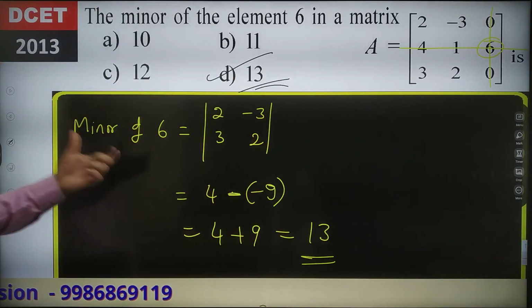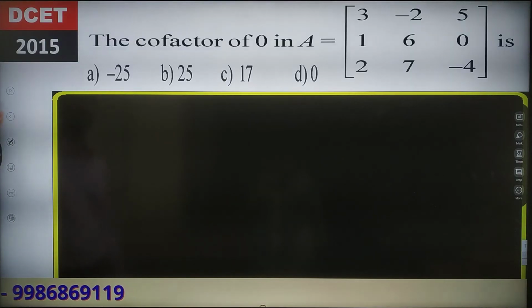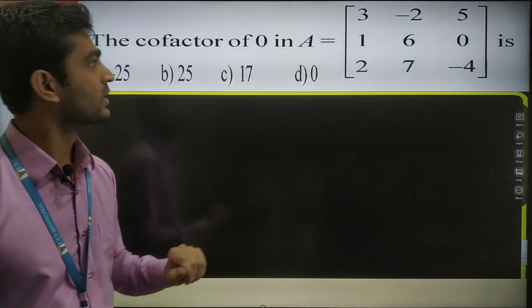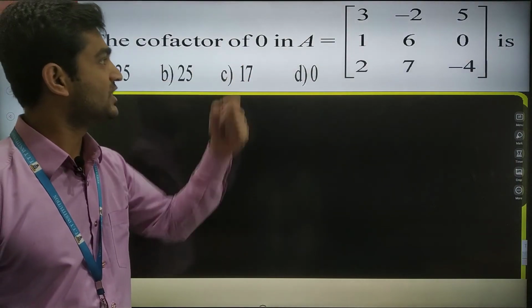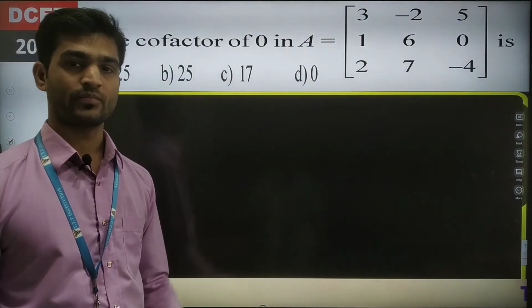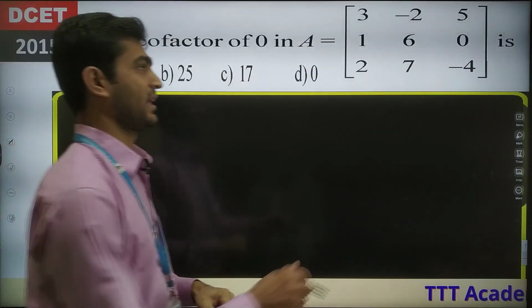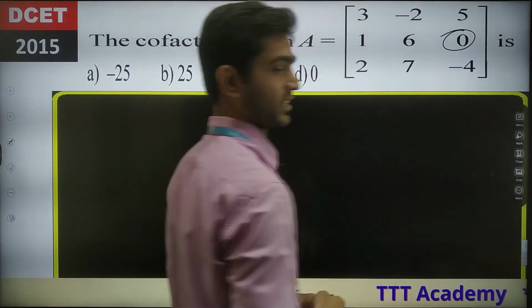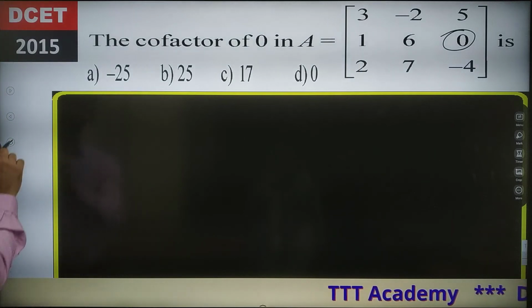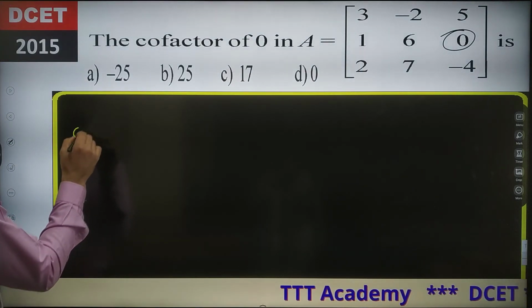See, this is a question. How simple it is. Next question is from the year 2015, that is the cofactor of 0 in a matrix A. Cofactor of 0. Where is 0 in the matrix? Again in the same way, that position is 0. Cofactor of 0.